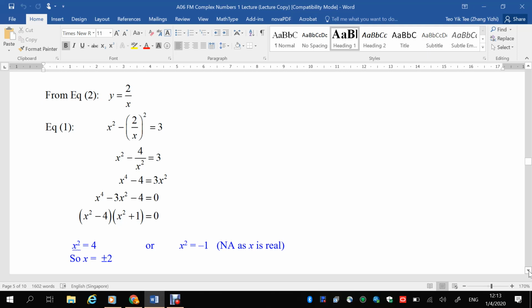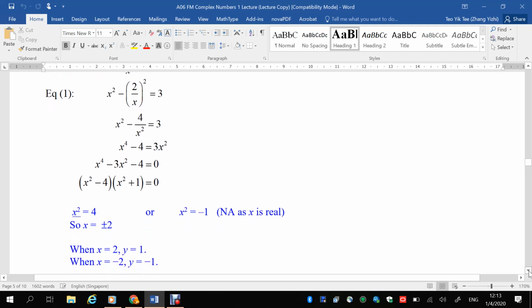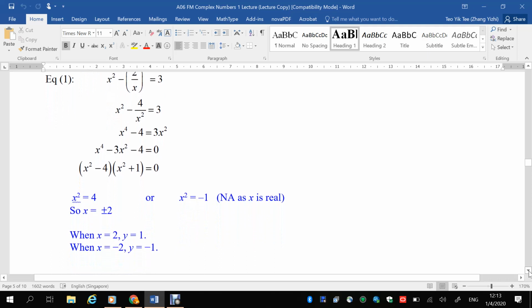So after you solve everything, what are the 2 answers that come out from there? You have x equals plus minus 2. So when x is equal to 2, y equals 1. When x equals minus 2, y is equal to minus 1. So what are the square roots? It is 2 plus i, and minus 2 minus i. Correct now? These are your 2 square roots. So for the square root of 3 plus 4i, you have 2 answers, either this or this. So that explains the answer.